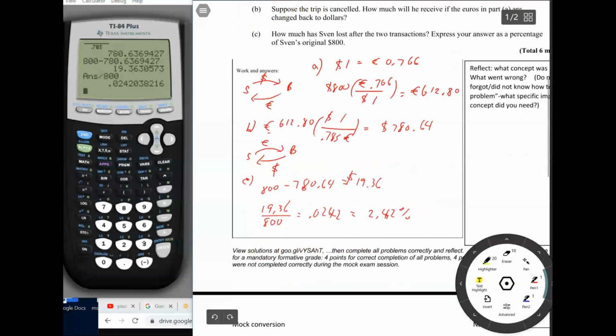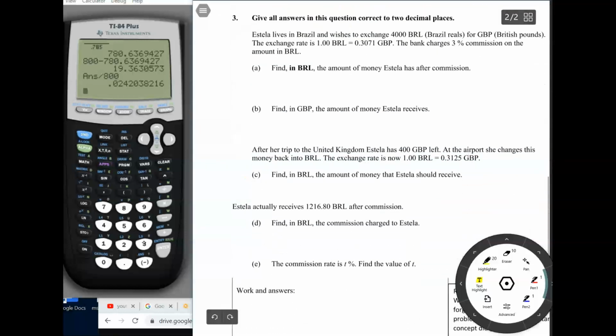Okay? Moving on to the last problem. Give the answers in this question correct to 2 decimal places. Now that's what you should always do with finance problems unless otherwise asked. Stella lives in Brazil and wishes to change 4,000 Brazilian reais for Great Britain pounds. The exchange rate is 1 Brazilian real is equal to 0.3071 GBP. So we're going to use this currency exchange rate. The bank charges 3% commission on the amount in Brazilian reais. Find in Brazilian reais the amount Estella has after the commission.